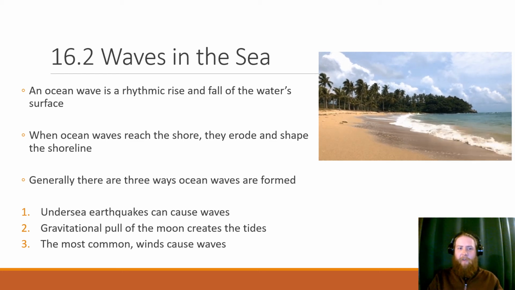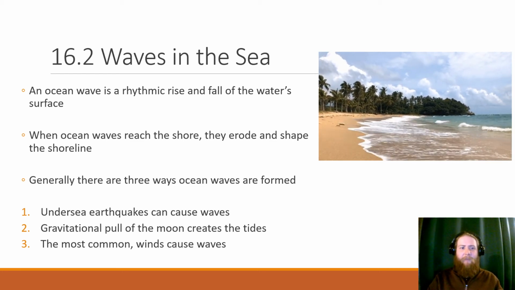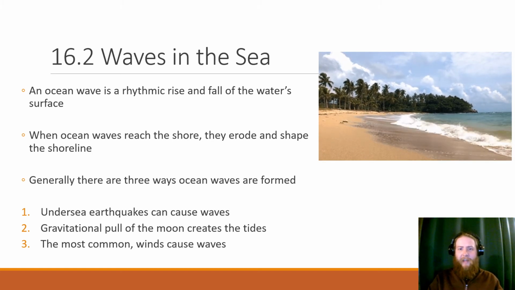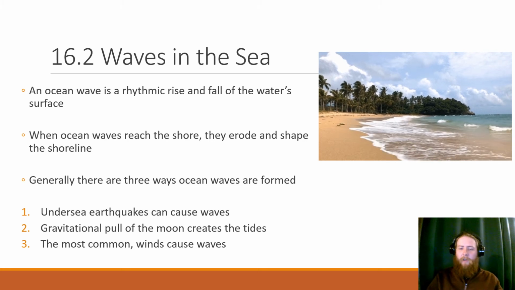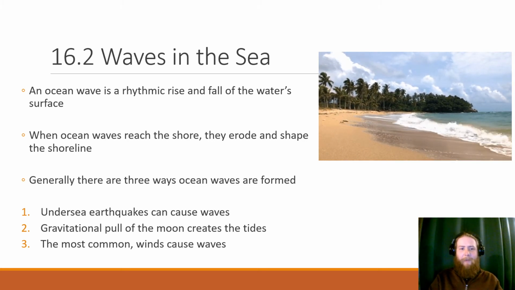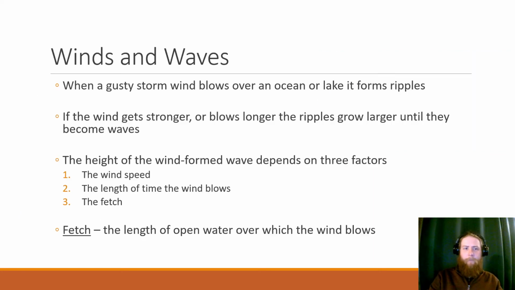The first is that undersea volcanoes can cause waves. The gravitational force of the moon pulls on the tides. But the everyday back and forth ebbing of the waves is most commonly formed by winds. Winds and waves: as we get gusty storms over the ocean or lake, it forms these ripples. As they get bigger, these winds get stronger. It blows the ripples longer and they grow larger.